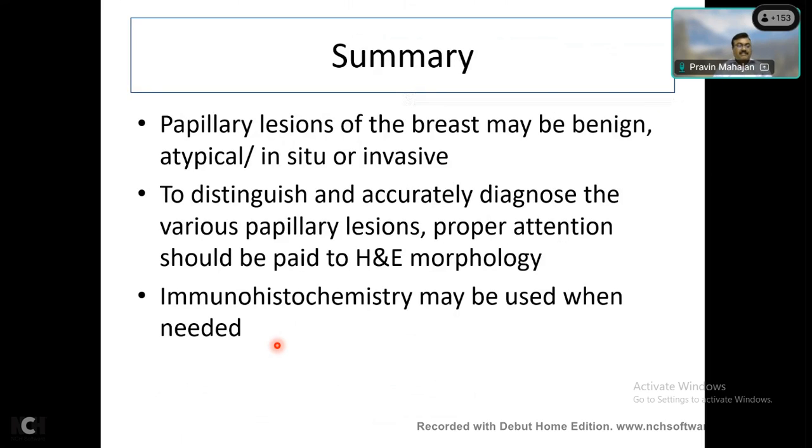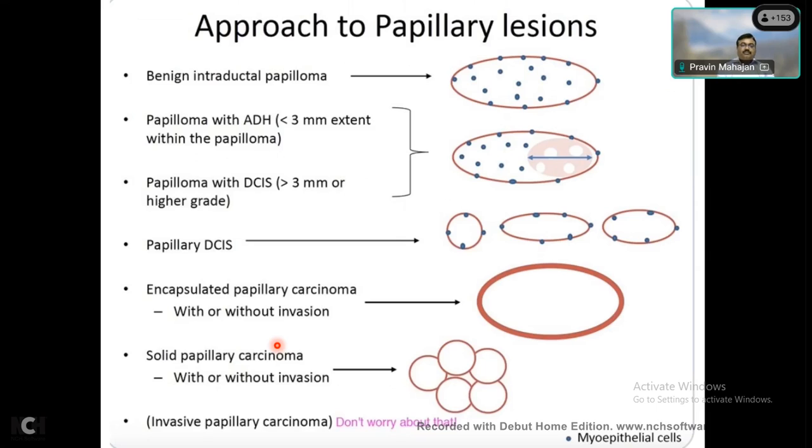So in summary of the papillary lesions, papillary lesions of the breast may be benign, they can be atypical or in situ or invasive. And to distinguish them accurately, you have to pay attention to the histology very carefully. And in some circumstances, you will have to use immunohistochemistry to show the presence or absence of myoepithelial cells, or to show if this ductal proliferation is actually clonal or polyclonal. To summarize with this diagram, one can see that in benign intraductal papilloma, you have these dots, which are actually myoepithelial cells, which are present within the papillae as well as in the periphery of the lesion.